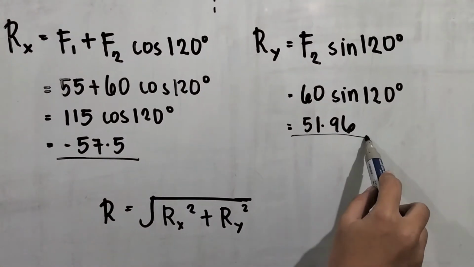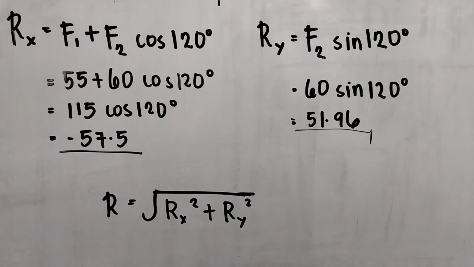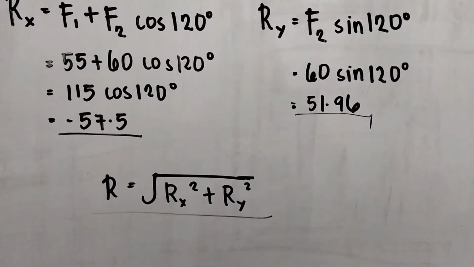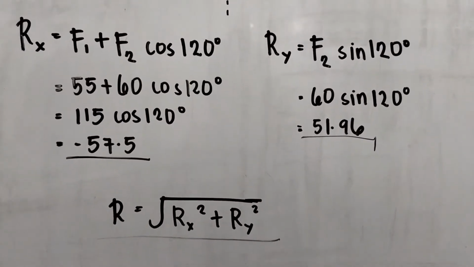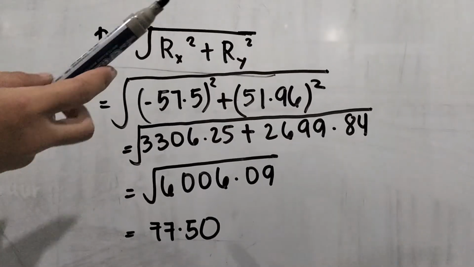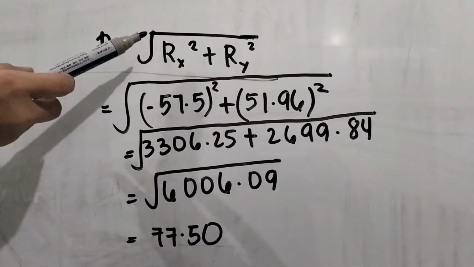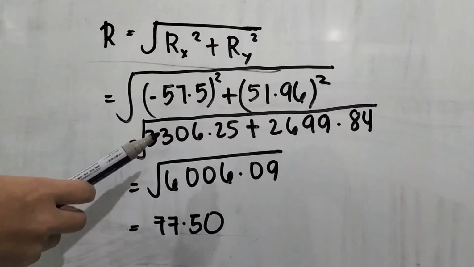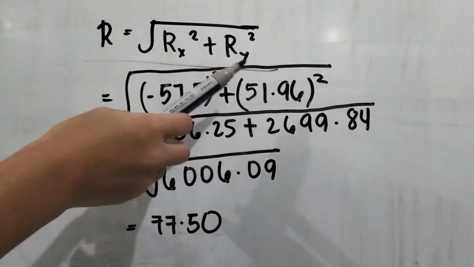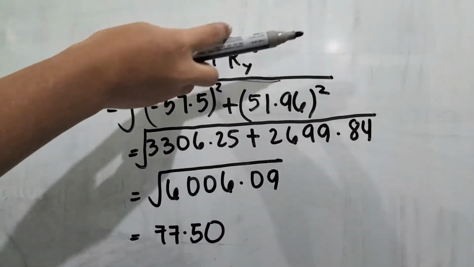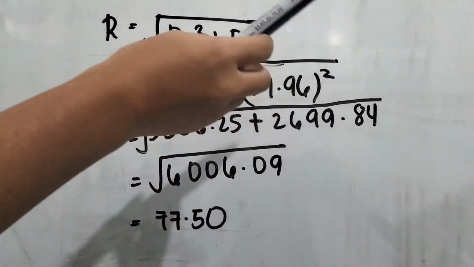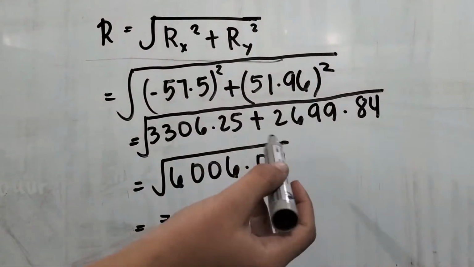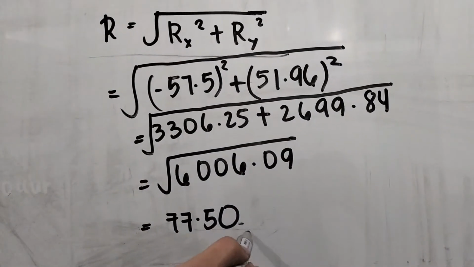So let's get the value of R. So with the use of this formula, we will solve it. We will just distribute the value of Rx, which is 57.5, times itself. Next is the Ry. Distribute the value itself, 51.96 times the value itself. So we will get the answer as we evaluate all using the solution. That's it.